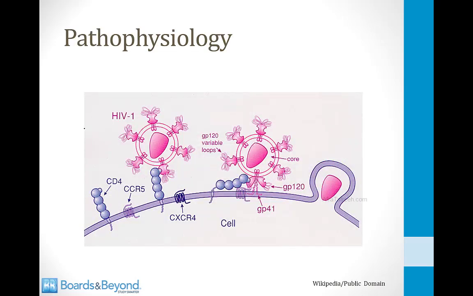So here's an illustration of the accepted model of how HIV gains entry into cells of the human body. This pulls together what we've been talking about in the last few slides, and this is the type of thing they're likely to ask you on Step 1. So the HIV virus is shown in pink. These pink structures on the surface are GP120 glycoproteins. The little loops are the variable regions.